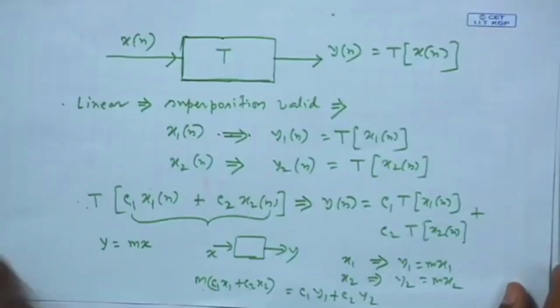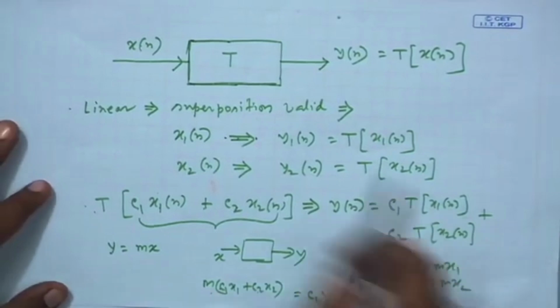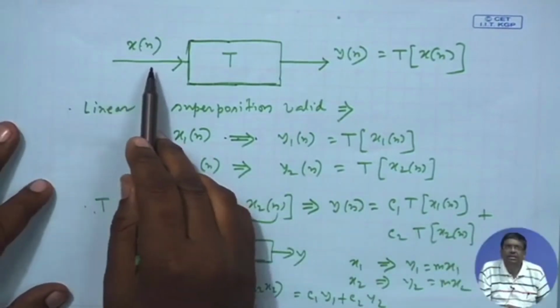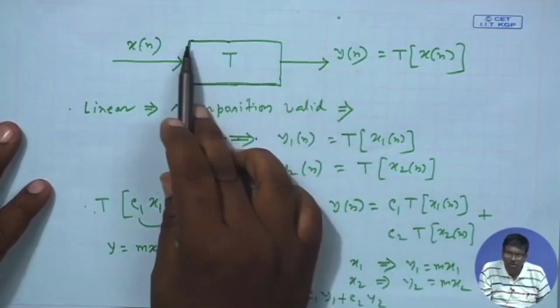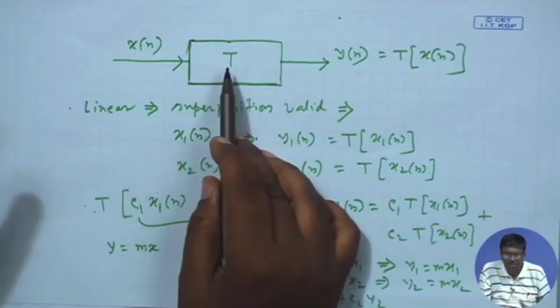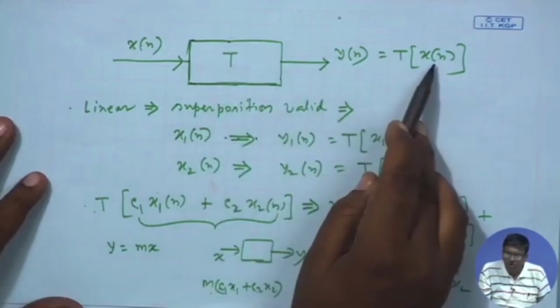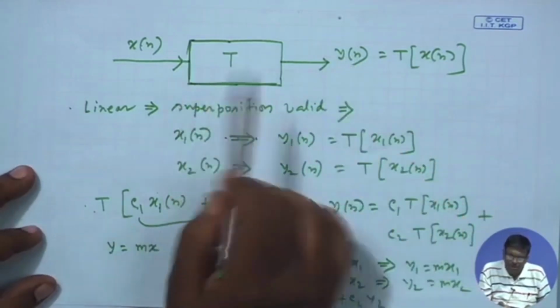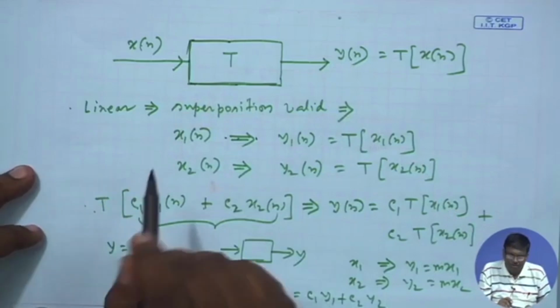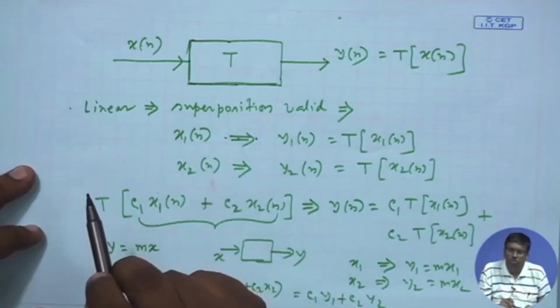Okay. So, let us try to recall what we did last time. We discussed linear systems. For linear systems, we meant the principle of superposition should be valid. That is, this is a system which takes x n as a sequence as an input, produces y n. The system is represented by an operator t, just an operator which works on x n in some way or other and gives you y n. This system will be called linear if the principle of superposition holds good.